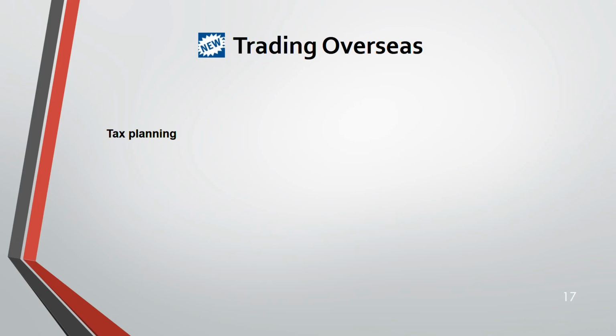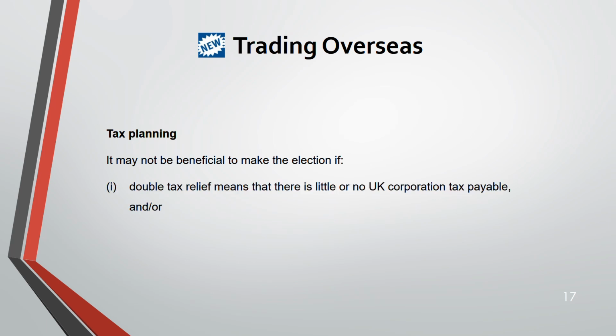Now, tax planning. It may not be beneficial to make the election if double tax relief means there is little or no UK corporation tax payable. Then why make the election? You are anyway not paying UK corporation tax. So you are making the election not to pay UK corporation tax, right? If you are paying little or no UK corporation tax because you are getting the double tax relief, then what's the use of making the election?